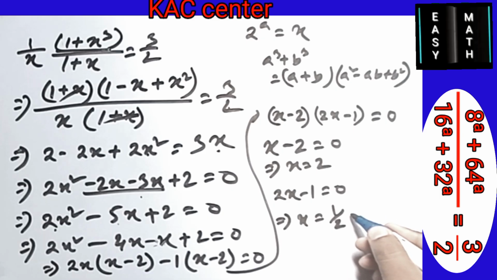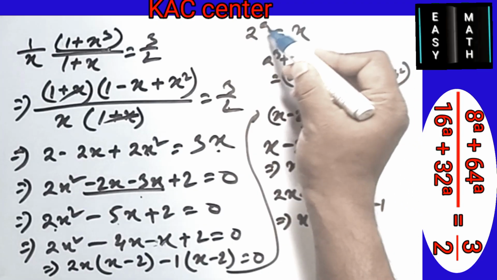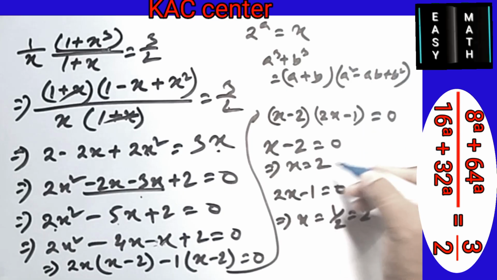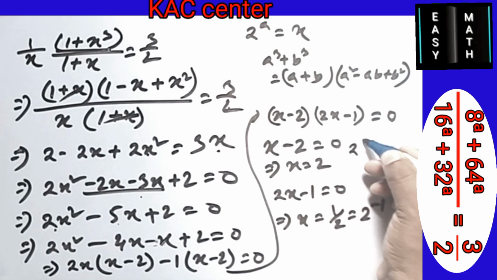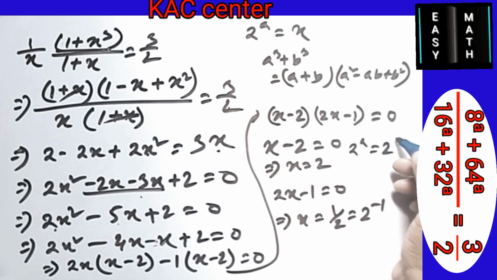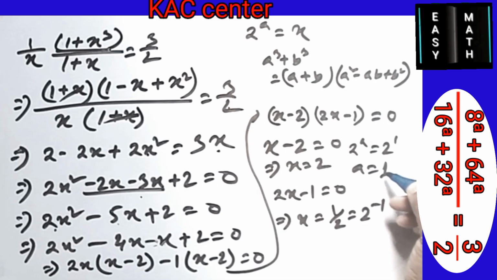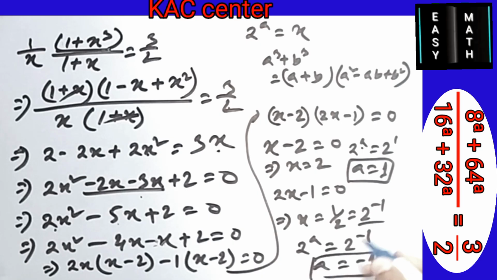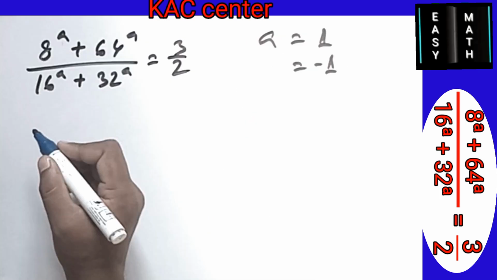This is the minus 1. So now 2 to the power a is equal to x. So 2 to the power a is equal to x is equal to 2. So 2 to the power a is equal to 2, so a value is 1. And for the other x, 2 to the power a is equal to 2 to the power minus 1, so a value is minus 1. So a value is plus 1 and a value is minus 1.